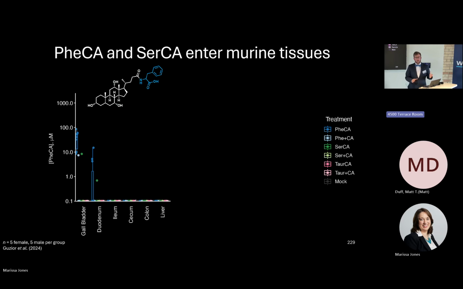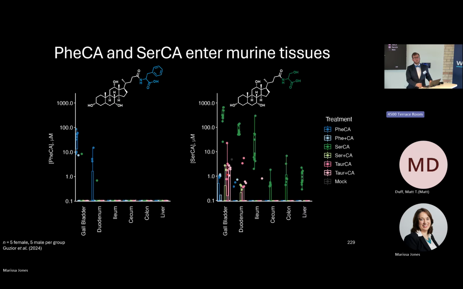So when we look at our phenylalanine or our phenylalanocholic acid fed mice, we do see a distinct enrichment within the gallbladder. This is perhaps the most bile dense tissue within a mouse body, in addition to within the duodenum. However, when we looked at the serine conjugated cholic acid results, we can see an enrichment across all of the tissues that we sampled, further supporting the entry of these compounds into enterohepatic circulation, in addition to movement throughout the body.